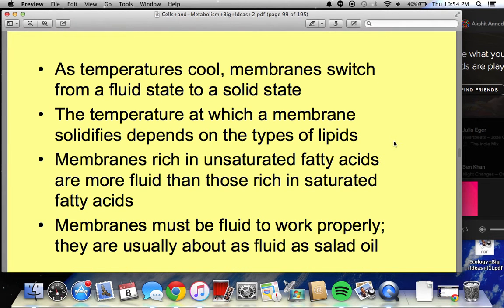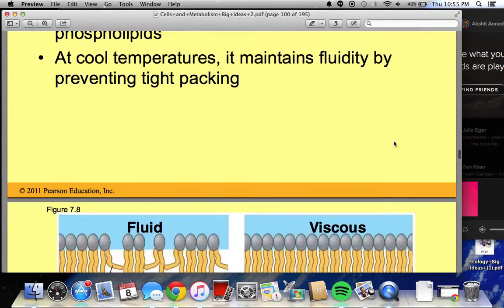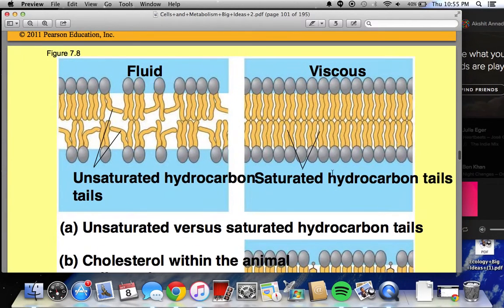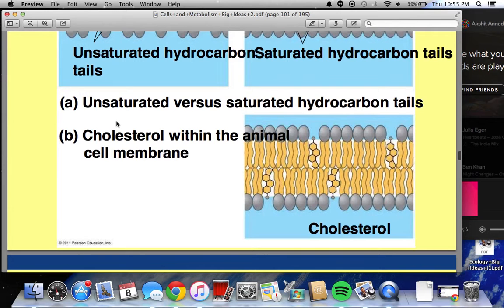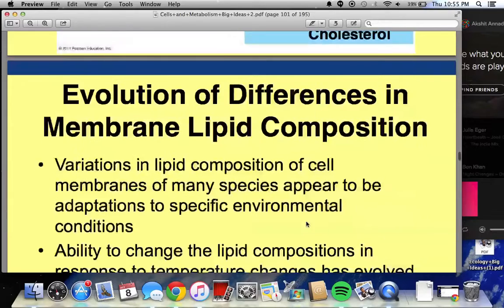And then again, as water turns to ice, as temperatures cool, membranes switch from fluid to solid state, and it all depends on the types of lipids. This is just simple stuff. If it's cold, it's gonna be solid. Again, this is fluid. That's not fluid. Look at how it's spaced out a little. That means it can move against each other. And then cholesterol keeps some space between the phospholipids and that makes them more fluid. Like I said earlier, the function of cholesterol is to make the bilayer more fluid.